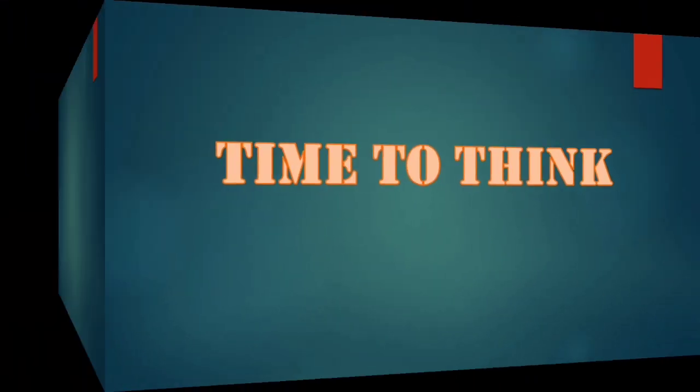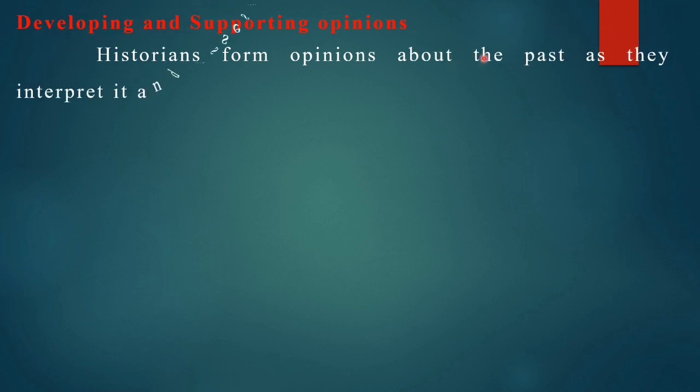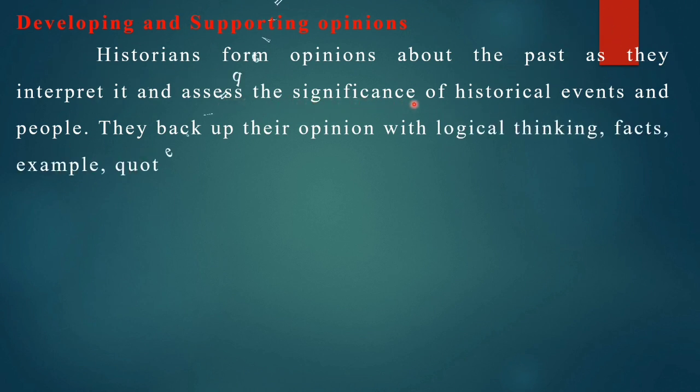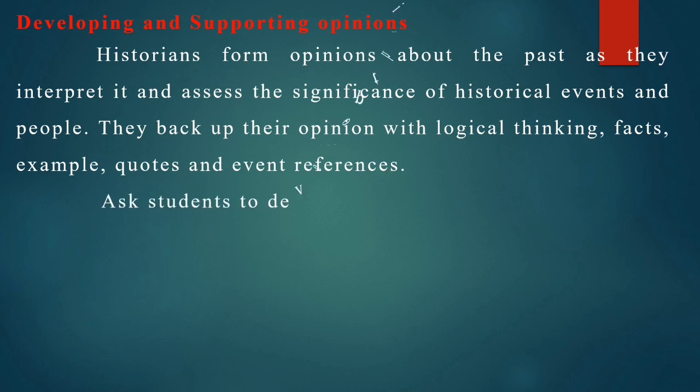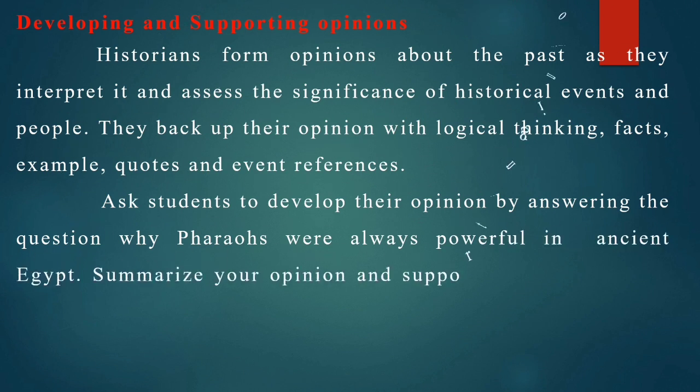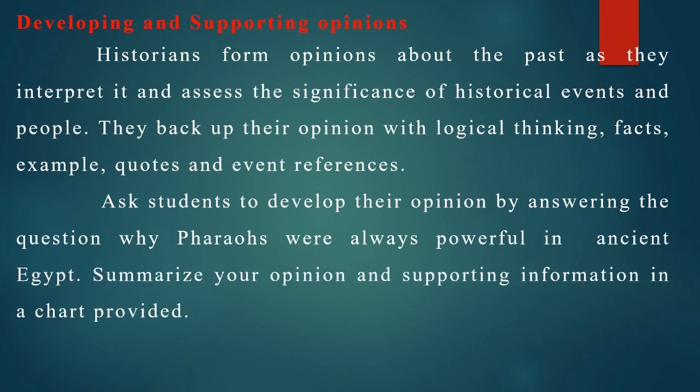Time to think. Developing and supporting opinion. Historians form opinions about the past as they interpret it and assess the significance of historical events and people. They back up their opinions with logical thinking, facts, examples, quotes, and references to events. Ask students to develop their opinion by answering the question: why were the pharaohs always powerful in ancient Egypt? Summarize your opinion in writing.